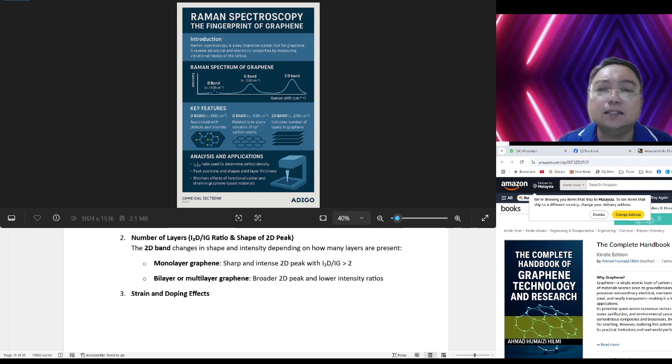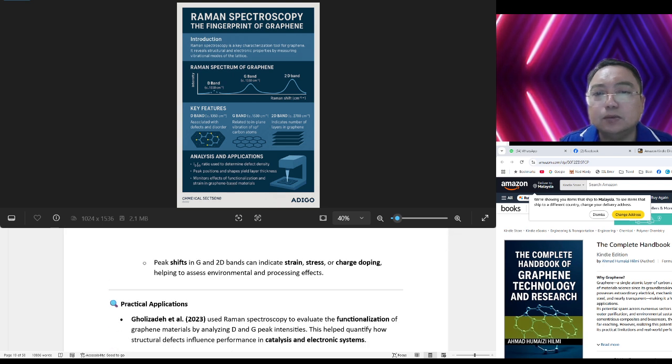The 2D band changes in shape and intensity depending on how many layers are present. Monolayer graphene has a sharp and intense 2D peak, with I2D/IG more than 2. Bilayer or multilayer graphene has a broader 2D peak and lower intensity ratios. Strain and doping effects: peak shifts in the G and 2D bands can indicate stress, strain, and charge doping, helping to assess environmental and processing effects.